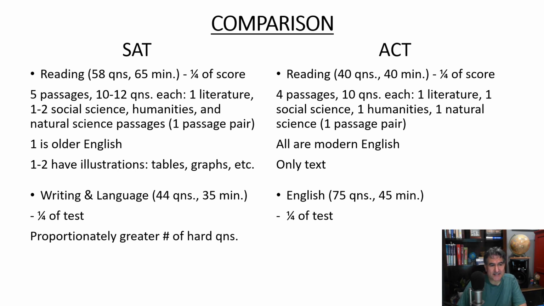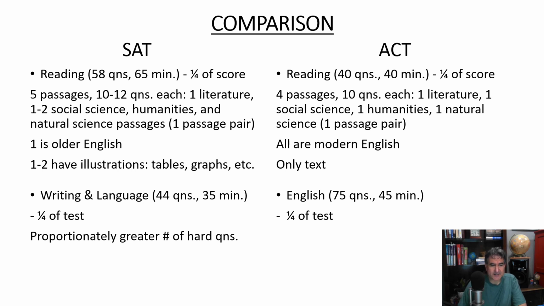In the SAT reading section, you have 58 questions in 65 minutes, and that represents 1/4 of your entire score, 400 points out of 1,600. Likewise, in the ACT, it's also 1/4 of your total score. That's 36 points, which is averaged with your other three tests. But it's considerably shorter. There's only 40 questions to do in 40 minutes.